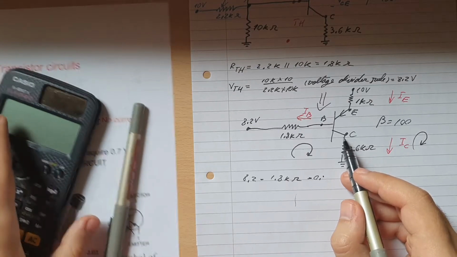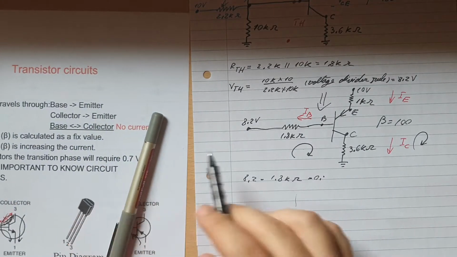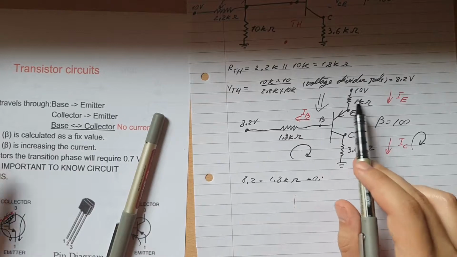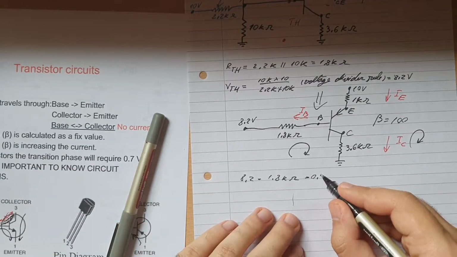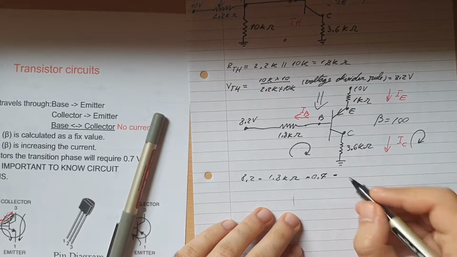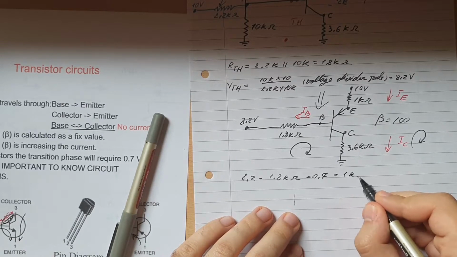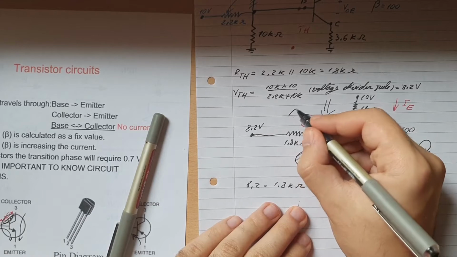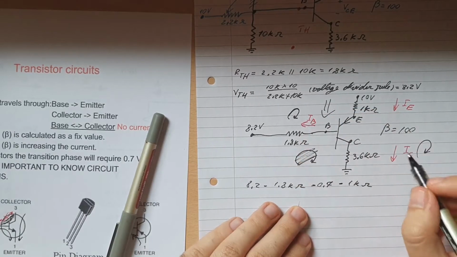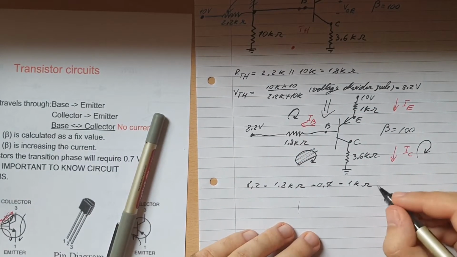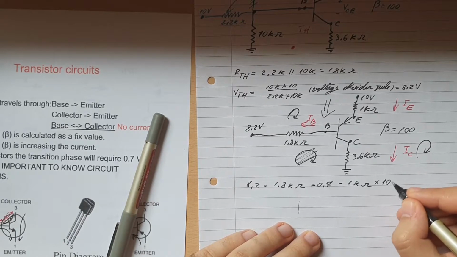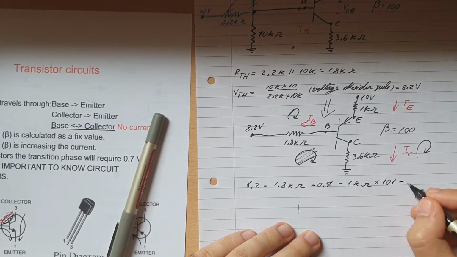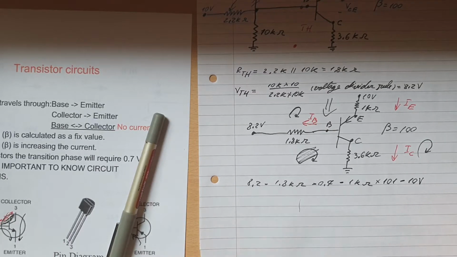BC. Let me check the rules. Base collector, yeah, there's no current going through it. Okay, so I need to use the E value. So that'll be minus 0.7 minus 1k ohm. Okay, so it's not that side, it's this side. Times 100, so that'll be 101 minus 10 volts.